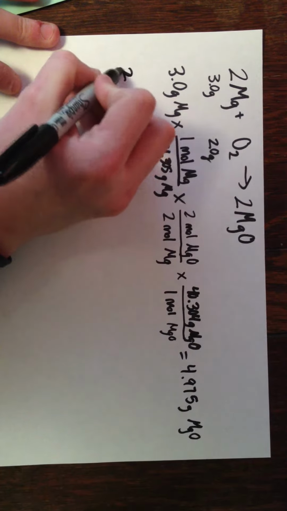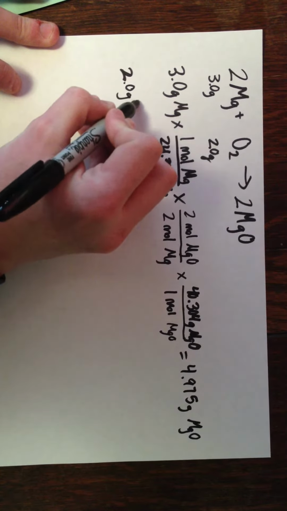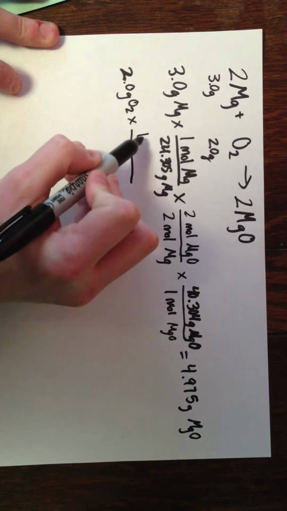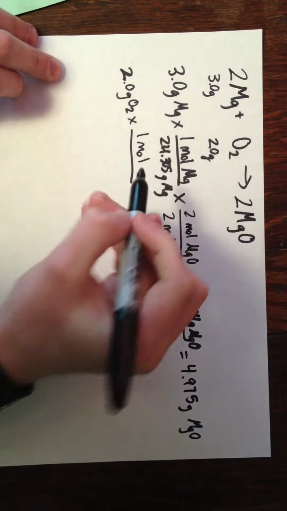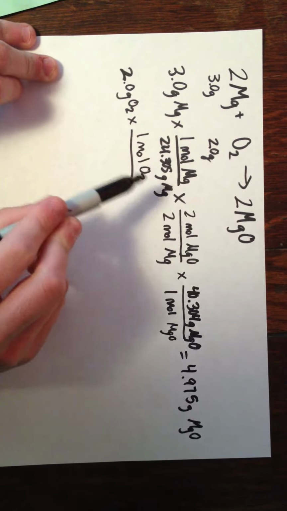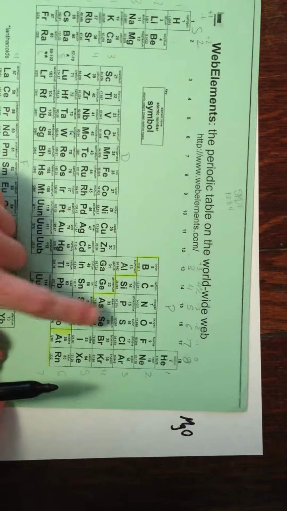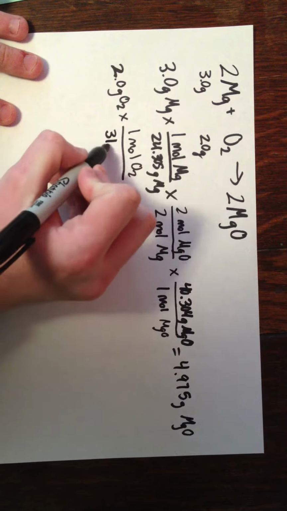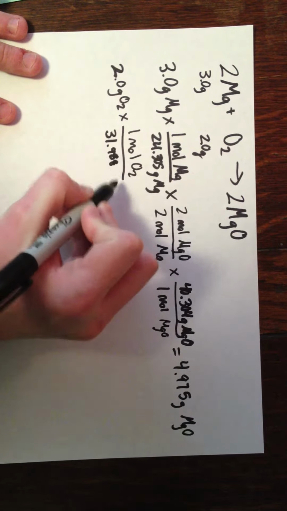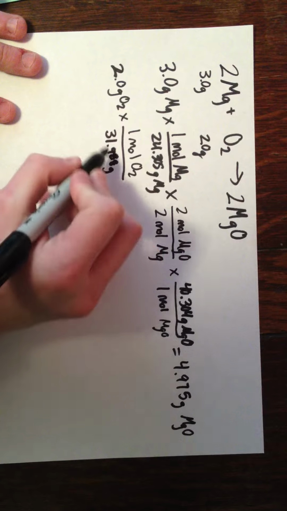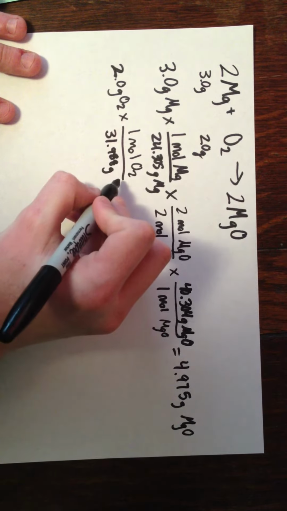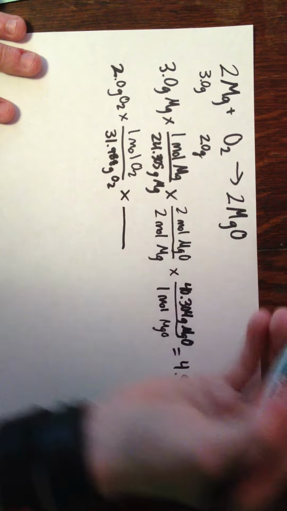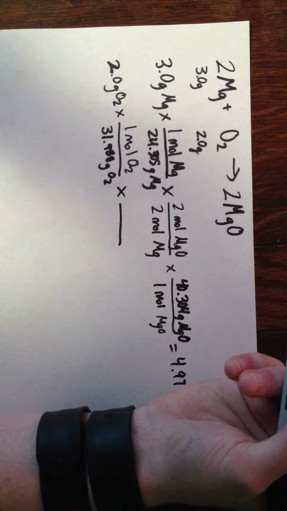So we basically just do the exact same thing again. We have 2 grams of oxygen from up here. Multiply it. 1 mole. And because there are 2 oxygens in this, we have to multiply whatever oxygen weighs, which is 15.999, by 2, and we get 31.988 grams of oxygen.